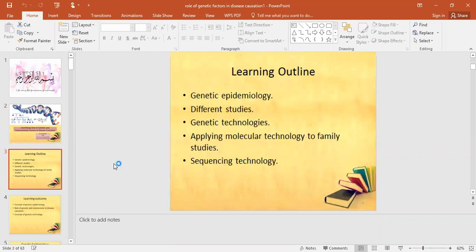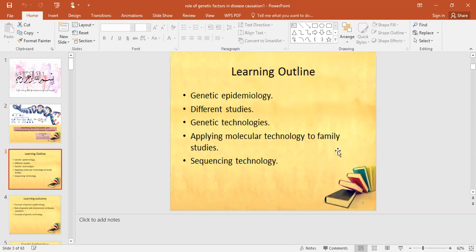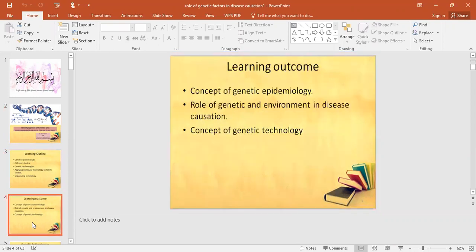Learning outline: genetic epidemiology, different studies, applying molecular technology, assembly studies, and sequencing technology. Learning outcome: concept of genetic epidemiology, role of genetic and environmental factors in disease causation, and concept of genetic technology.